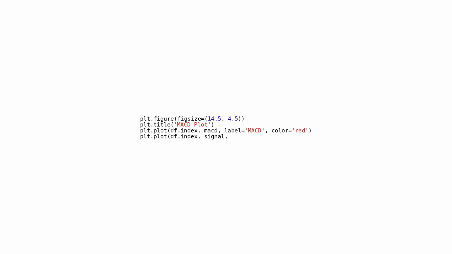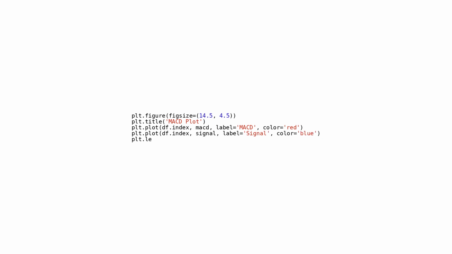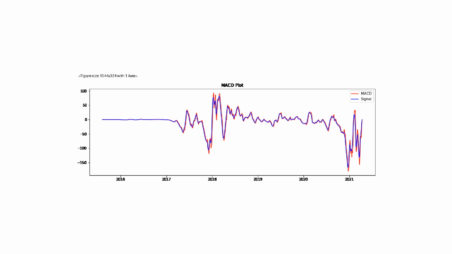This Python code uses the matplotlib library to create a graph of the moving average convergence-divergence MACD stock market indicator. The graph is set to a size of 14.5 inches by 4.5 inches and titled MACD plot. Two lines are plotted, the first in red to represent MACD values and the second in blue for signal values. The x-axis is set using data from the index of DataFrame diff. A legend is included to distinguish between the lines, and the graph is displayed using show.